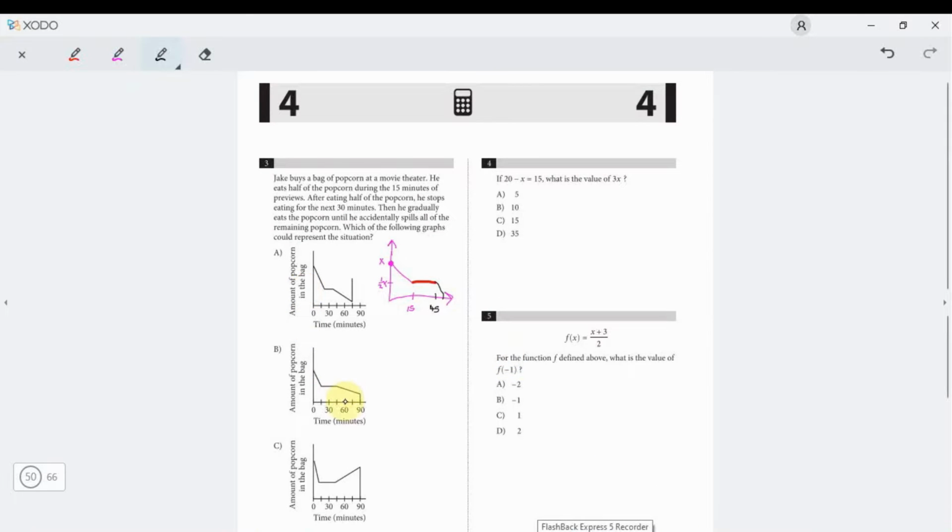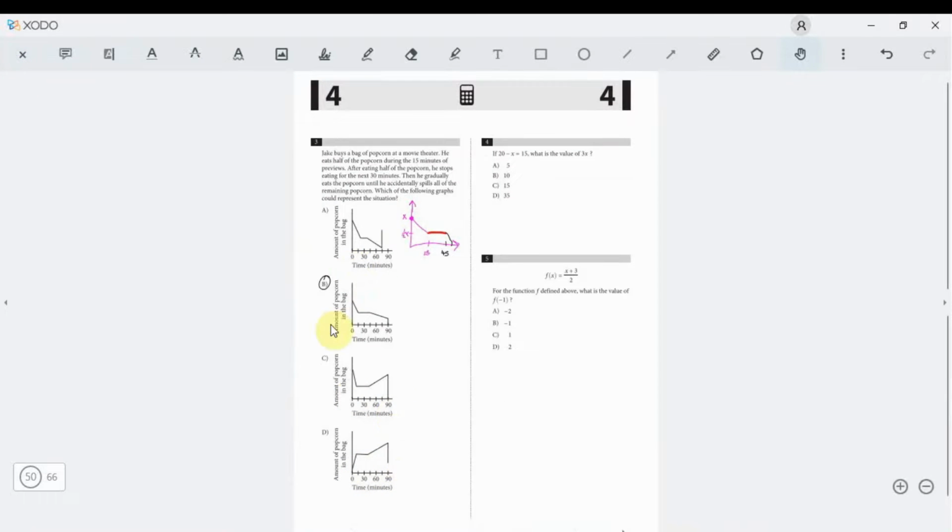So that would definitely be option B right here. Couldn't be C, couldn't be A, and definitely couldn't be D. Just so you can see option D, here it is, couldn't be that one. So it's option B.